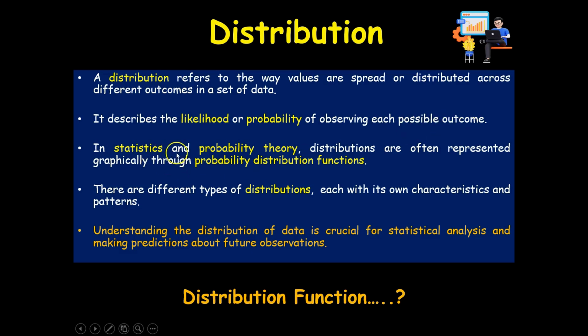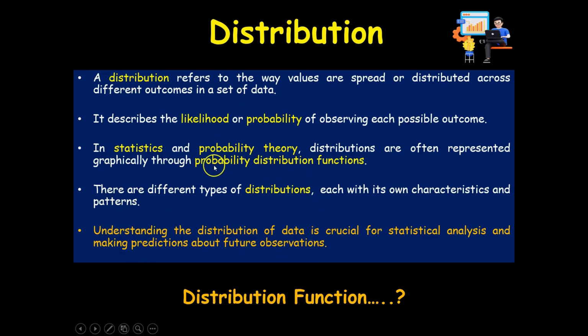In statistical sciences and in probability theory, distributions are usually represented graphically by means of some of the important functions which are known as probability distributions. There are different types of distribution, and every distribution has its own characteristics, its own pattern. So understanding the distribution of data is very crucial for statistical analysis, for decision making, and for making predictions about future observations.